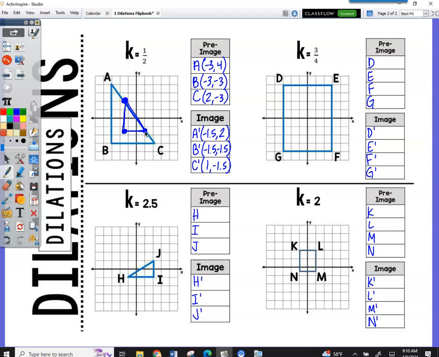Don't let the decimals make you feel like you don't know how to dilate. We already did 2 dilations on the front. You're just multiplying the numbers by the scale factor, okay? The scale factor is what's telling you how much you're changing the size of the image. All right, let's do one to boost our confidence. Everybody come to this one.